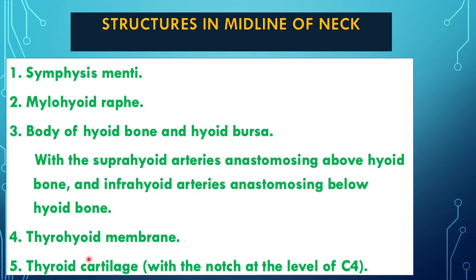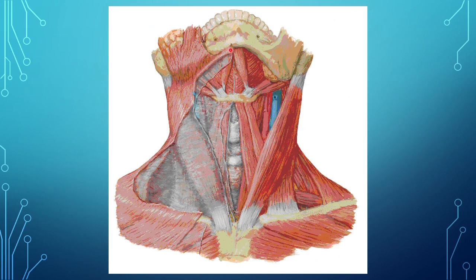Then comes the thyroid cartilage. If we look at the thyroid cartilage in terms of vertebral level, we are at C4. So here that's the symphysis menti, that's the mylohyoid raphe, that is the hyoid bone, and that's the thyroid cartilage, which is called the Adam's apple in males, and that is the membrane, which is called the thyroid membrane. Okay, here we are at the level of C4.